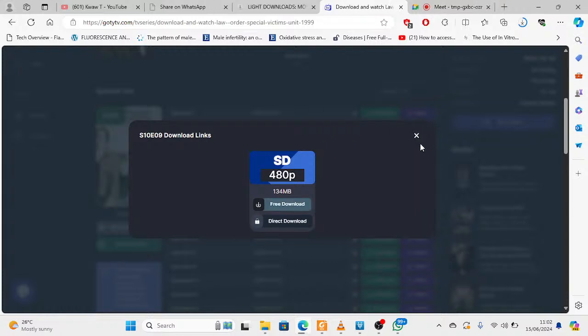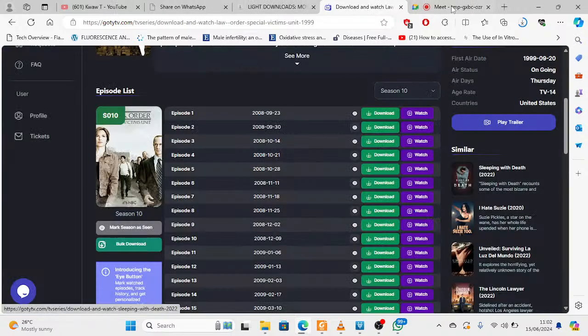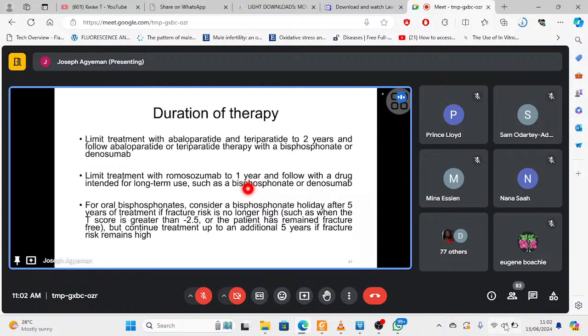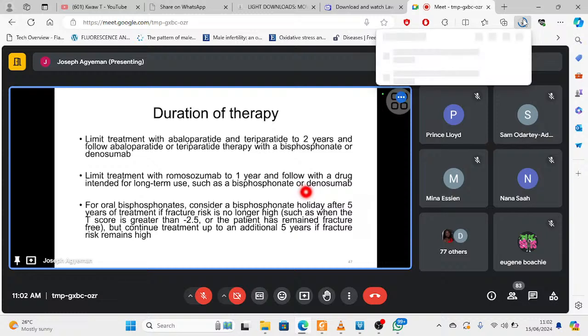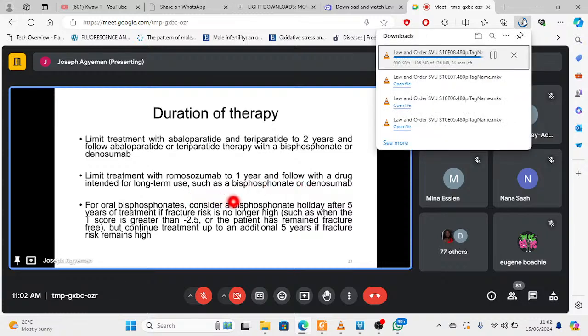Very good. Limit treatment with romosozumab to just 1 year. So romosozumab, you are doing just 1 year. A sclerostin inhibitor, you are doing just 1 year. And then follow with a drug intended for long-term use, obviously bisphosphonates or denosumab.